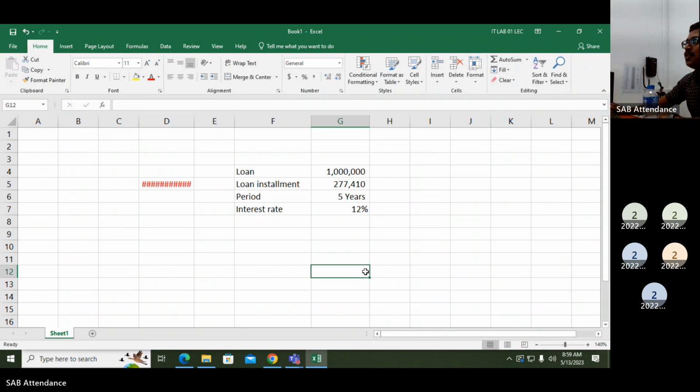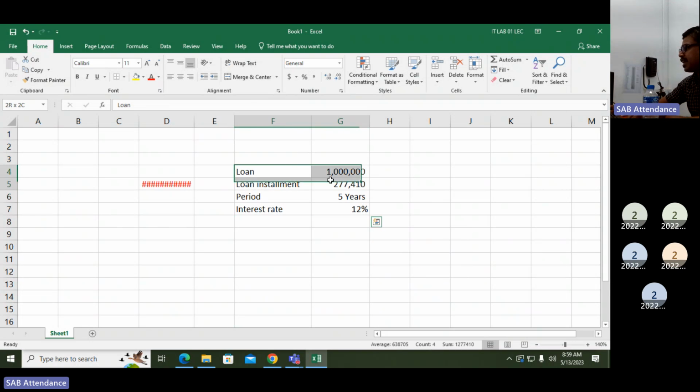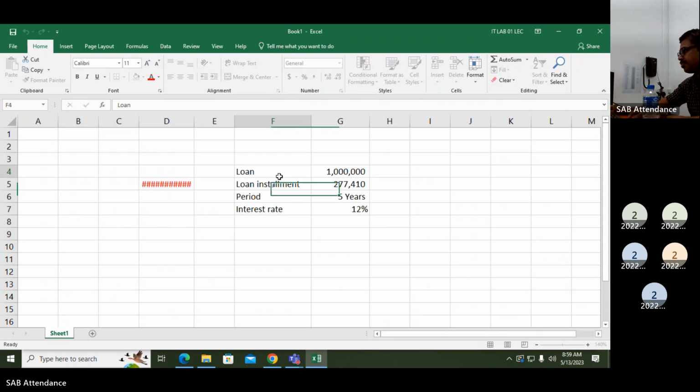Why? You received this 1 million by cash. Right? Instead of that, you enter into a lease agreement to acquire an asset.